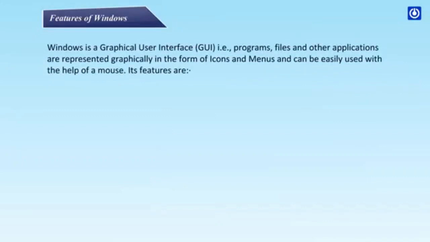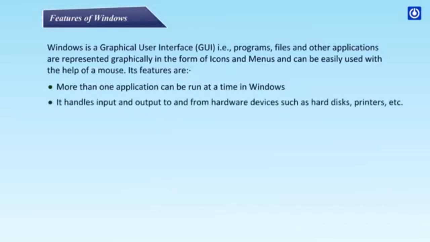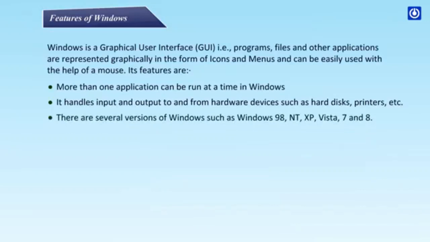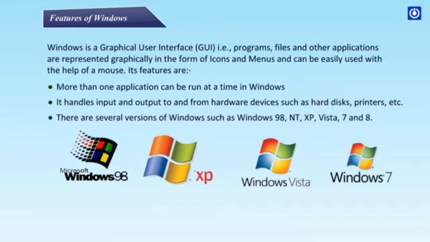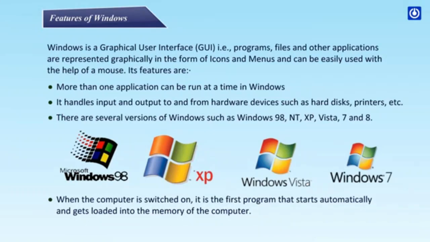That is, programs, files, and other applications are represented graphically in the form of icons and menus and can be easily used with the help of a mouse. Its features are: more than one application can be run at a time in Windows. It handles input and output to and from hardware devices such as hard disks, printers, etc. There are several versions of Windows such as Windows 98, NT, XP, Vista, 7 and 8. When the computer is switched on, it is the first program that starts automatically and gets loaded into the memory of the computer.